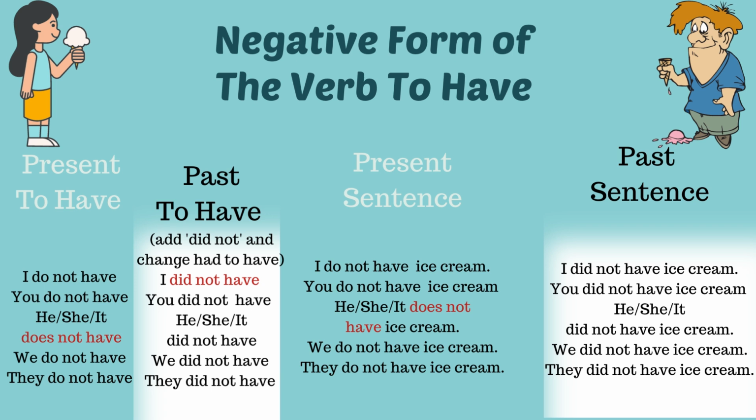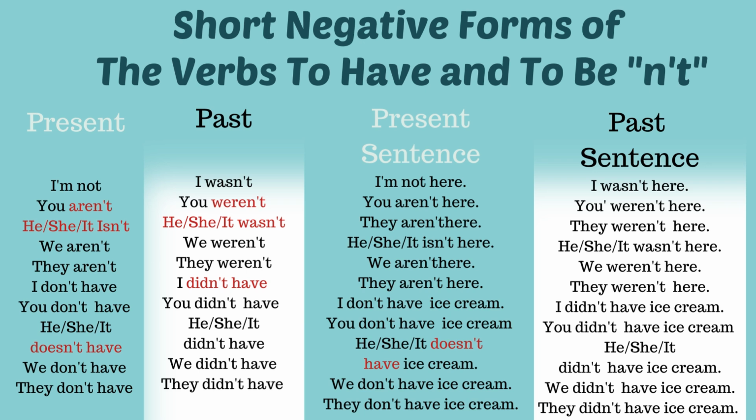We do not have ice cream. We did not have. We do not have ice cream. We did not have ice cream. They do not have. They did not have. They do not have ice cream, present. They did not have ice cream is past.